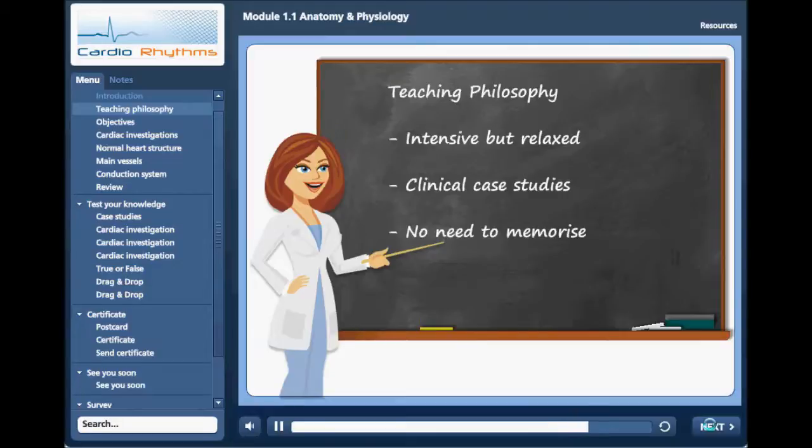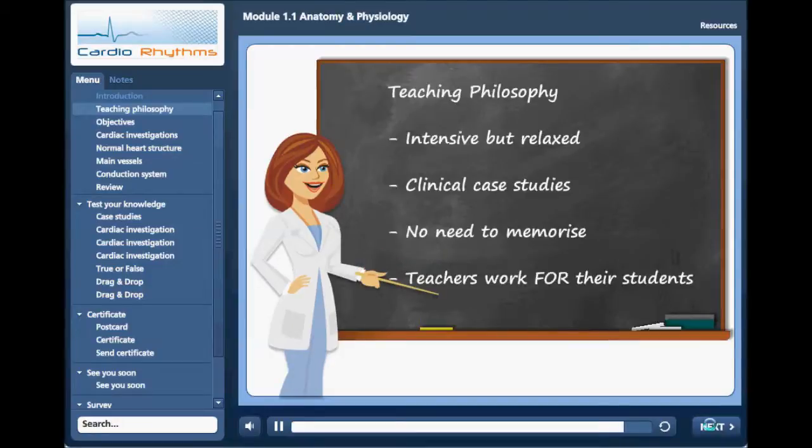We believe there is no such thing as a bad student. Teachers work for their students, and we are committed to making your online learning experience as rewarding as possible.